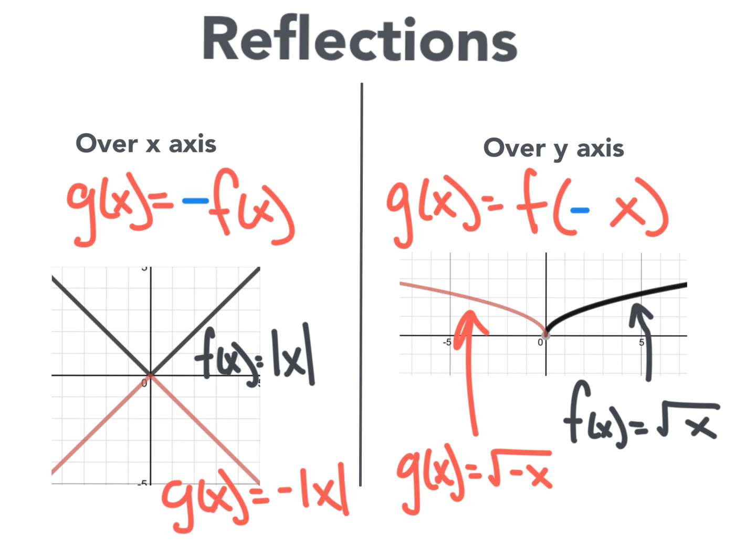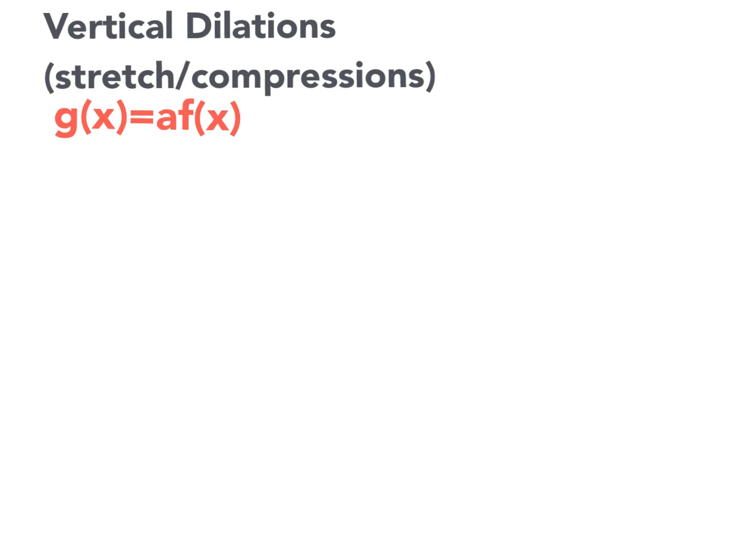Hopefully you're asking yourself, why does this work? I thought you can't take a square root of a negative. Well, that's why it has to go this way. The square root of negative 1 makes positive 1.